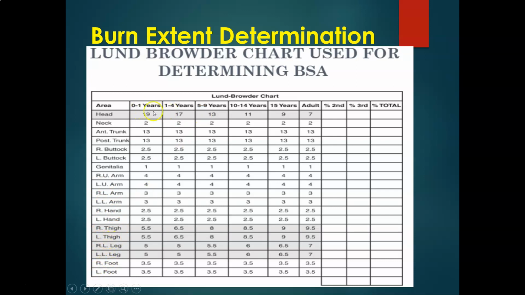On this side here, we have your years, okay, how old the patient is. So this is 0 to 1 year old, 1 to 4 years old, 5 to 9 years, 10 to 14, etc., etc. And for adults, 16 years old and above. And then you have your second and third degree percentages of your burn extent determination. And this is your total. Okay, so this is your Lund-Browder chart. This is very accurate because it provides specific determination of percentage for the burn extent.